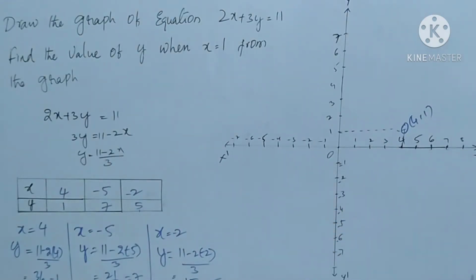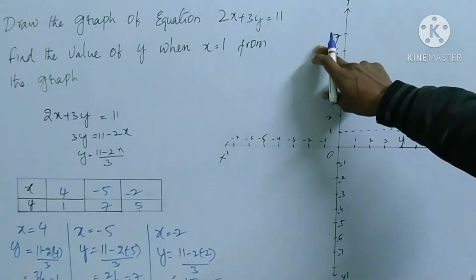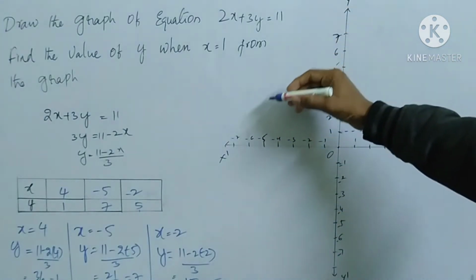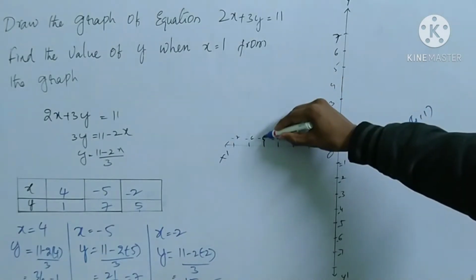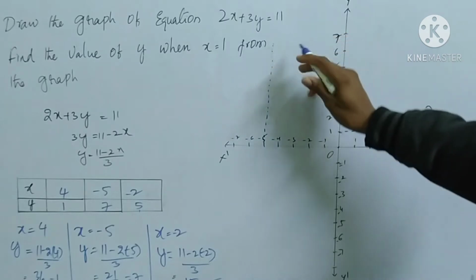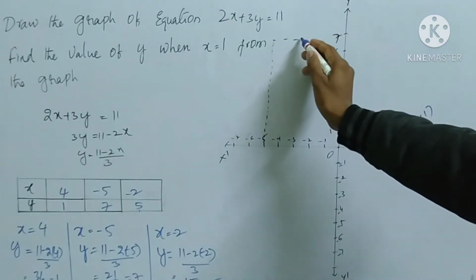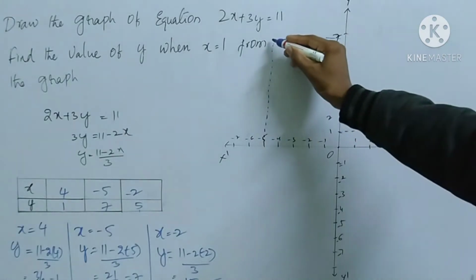Next solution, minus 5 comma 7. When x is equal to minus 5, y is equal to 7. So, draw a perpendicular line of x axis which is parallel to y and draw a perpendicular line of y axis at 7. So, here.